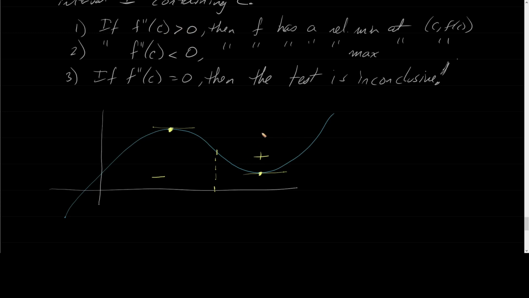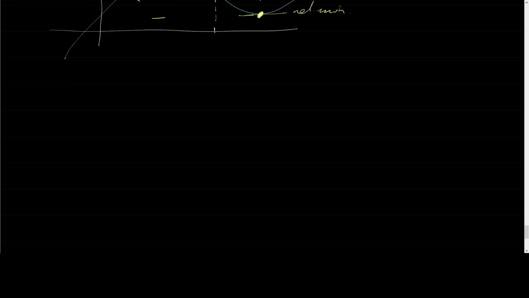In this first scenario, f double prime of C is greater than 0. What this is saying is, if the concavity is positive at a point where we've got a critical value, then this is a relative minimum. Similarly, over here, if the concavity is negative where we have a critical value, then we have a relative max. So this essentially gives us another way of classifying relative mins and maxes. Now find and classify all relative extrema.